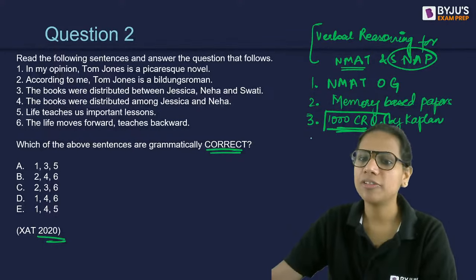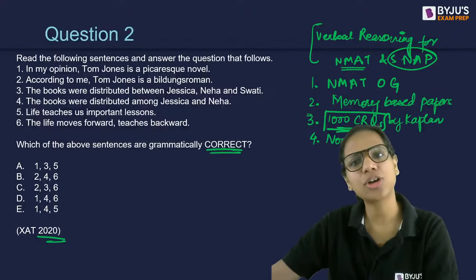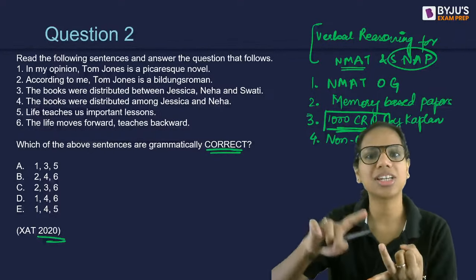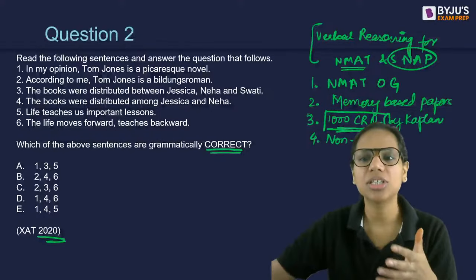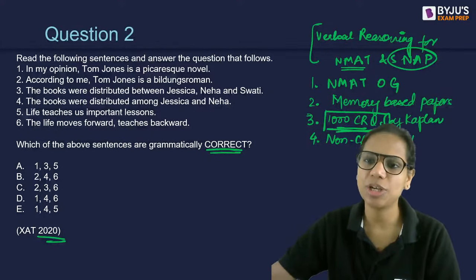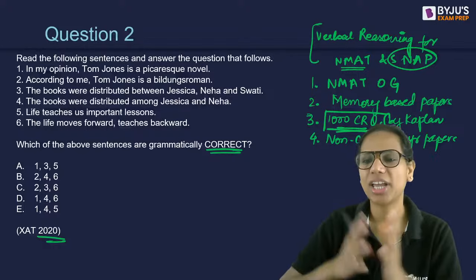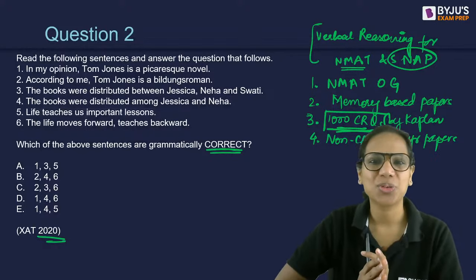And apart from this, all your non-CAT previous year papers, right? They also have questions such as statement conclusion, statement assumption, course of action. These question types are there in many non-CAT papers. So whatever previous year papers you are able to get hold of, those will be your sources, right? So this is what I can think of right now.